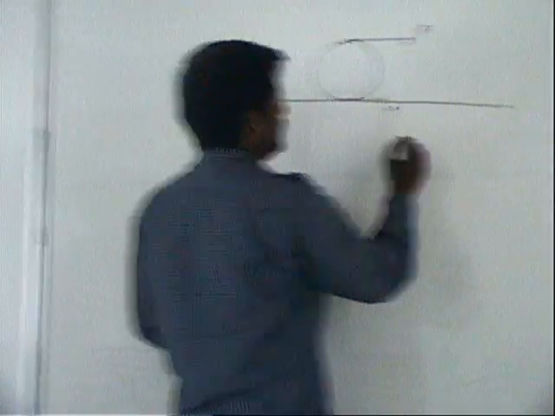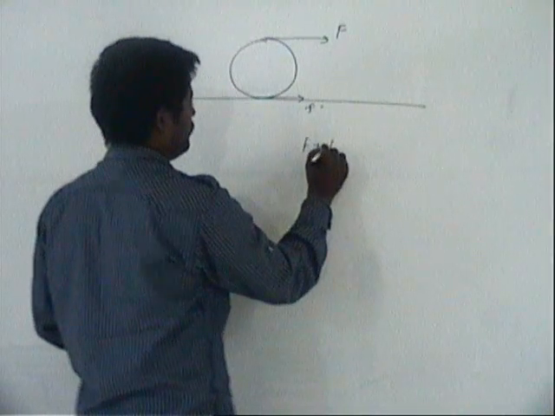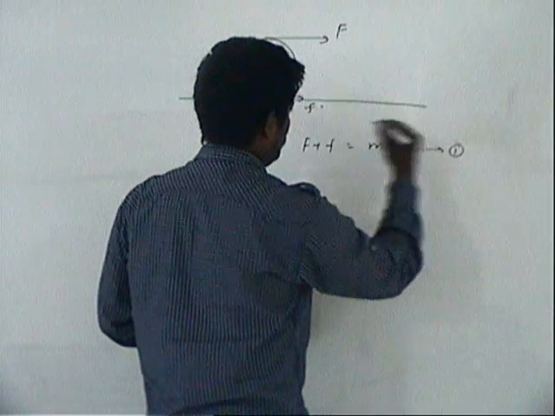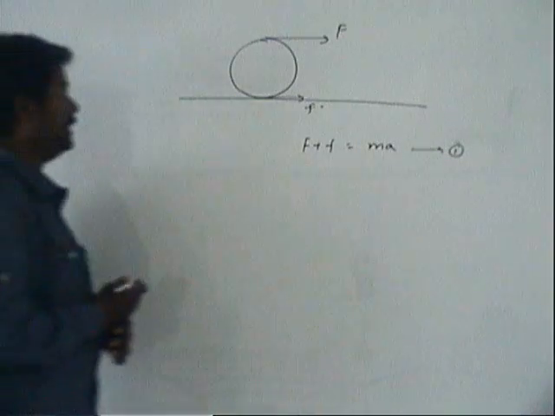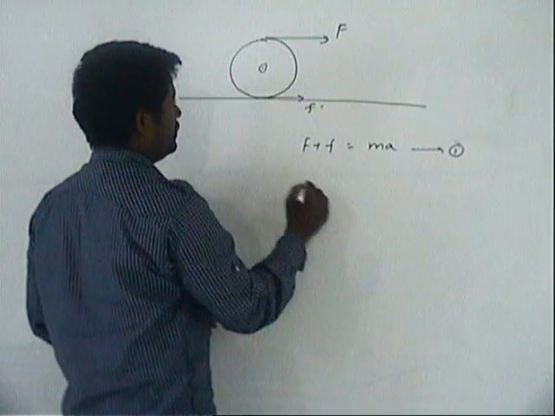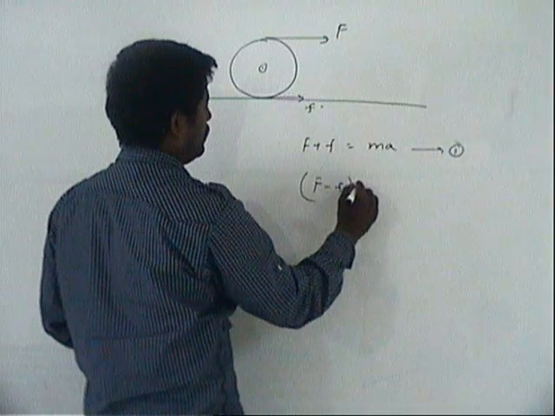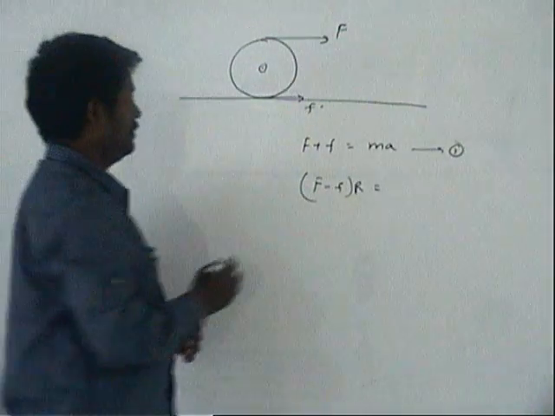So we can write the linear equation. The linear equation is F plus f equal to ma, that's the first equation, the force in the forward direction. And the torque acting about the center of mass is F minus f into R, the resultant of the clockwise and anti-clockwise torques.